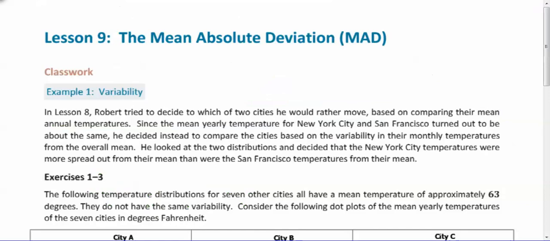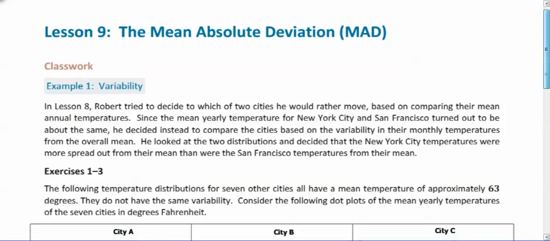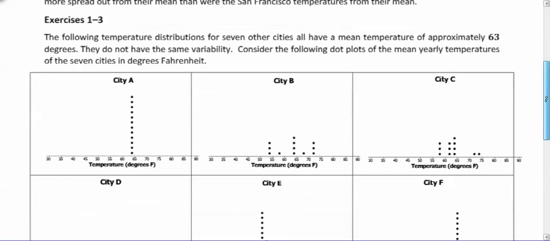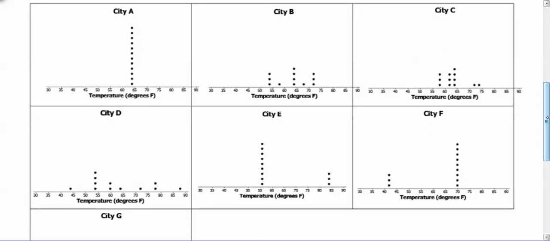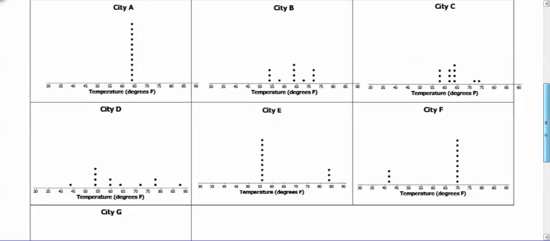All right, so your homework tonight was kind of the same thing. They talked about in this lesson the different cities, and we talked about how city A is not really possible on Earth. City E and F are also very odd that they'd include those, but regardless, if you look, city A has absolutely 0 variability. It's always the same temperature all the time. Its MAD would be 0.